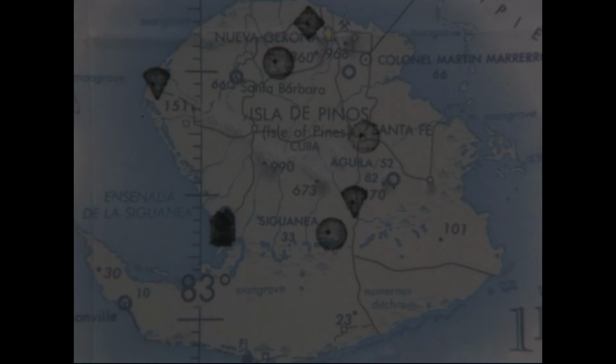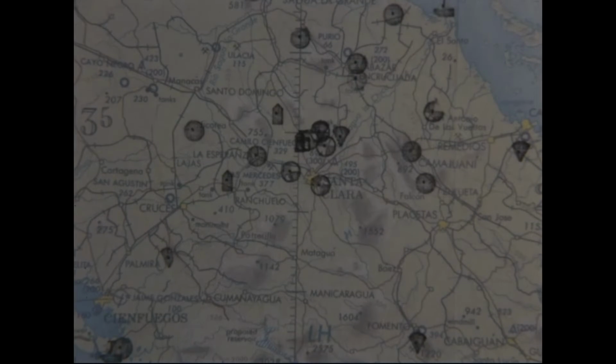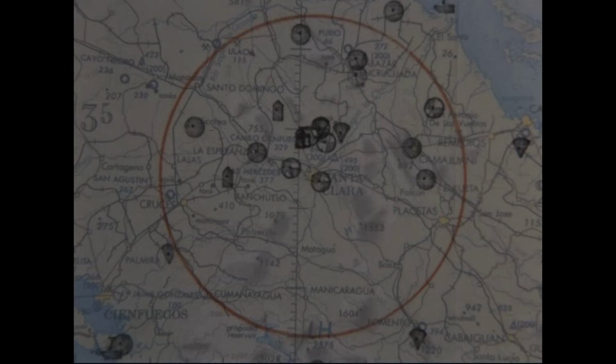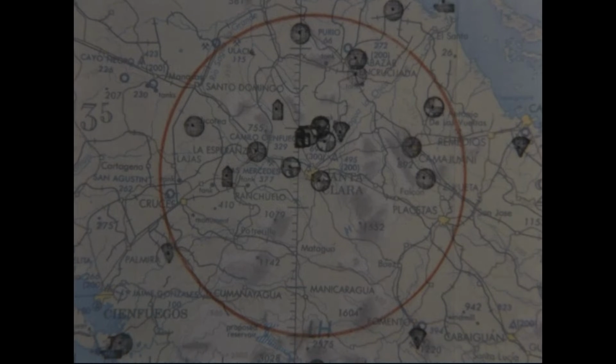Or the circumstances may be such that the electronic evaluator is concerned only with an area, say, within a 20-mile radius of Santa Clara. He can receive a plot of all the emitters within a given radius by selecting the Priority Point program.